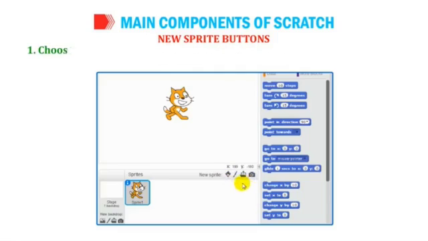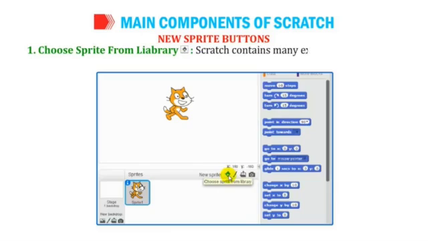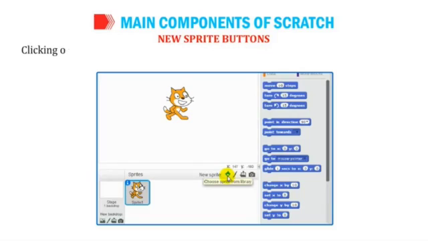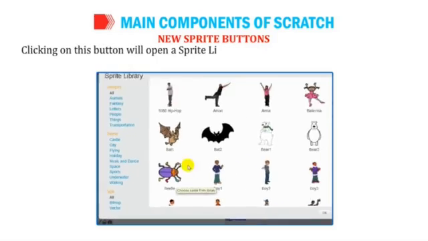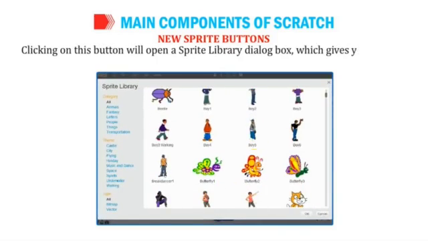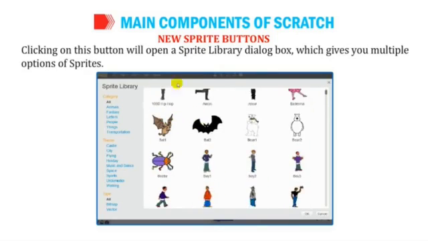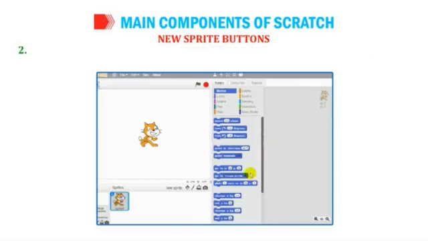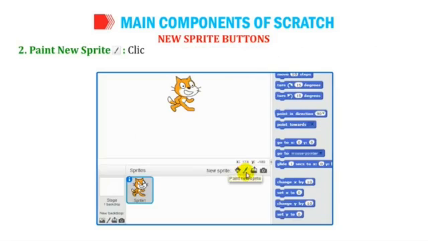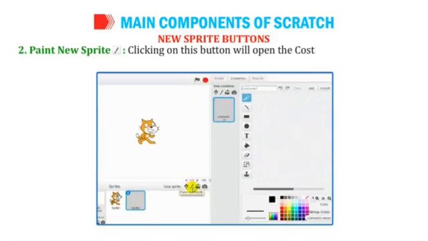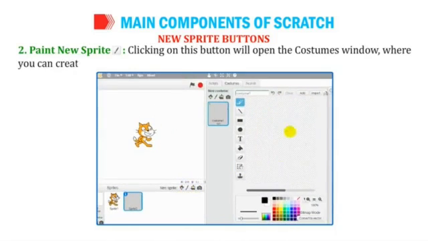Choose sprites from library. Scratch contains many exciting inbuilt sprite options. Clicking on this button will open the sprite library dialog box, which gives you multiple options of sprites. Number 2, paint new sprite. Clicking on this button will open the costumes window where you can create or draw a new sprite.